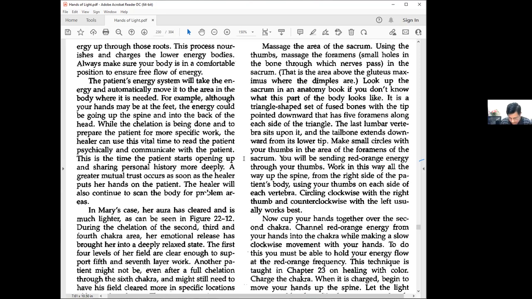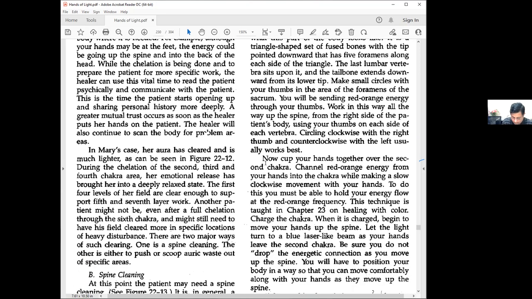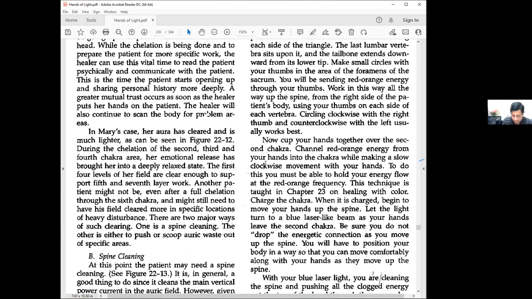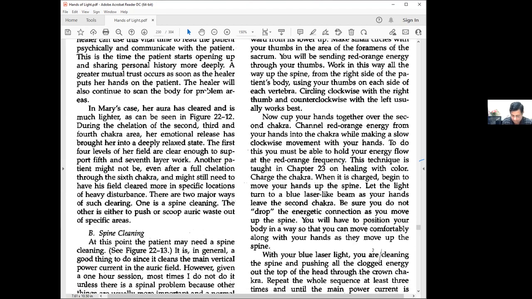Now, cup your hands together over the second chakra. Channel red-orange energy from your hands into the chakra while making a slow clockwise movement with your hands. To do this, you must be able to hold your energy flow at the red-orange frequency. This technique is taught in chapter 23 on healing with color. Charge the chakra. When it is charged, begin to move your hands up the spine. Let the light turn to a blue laser-like beam as your hands leave the second chakra.